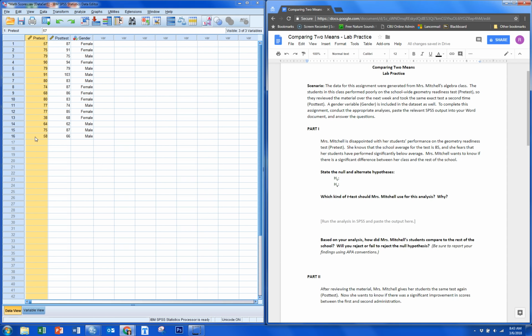So she begins with just this information. She doesn't like what she sees. She knows that the school average for the test is 85, and she fears that her students have performed significantly below average. Mrs. Mitchell wants to know if there is a significant difference between her class and the rest of the school. So we have a mean for her students. We haven't calculated that mean, but there is a mean for these students at pretest before they reviewed. There is a known mean for the school. The school average is 85.